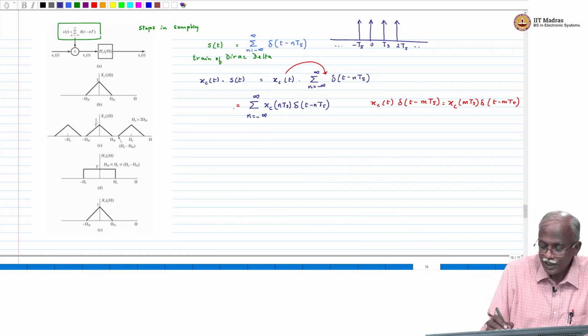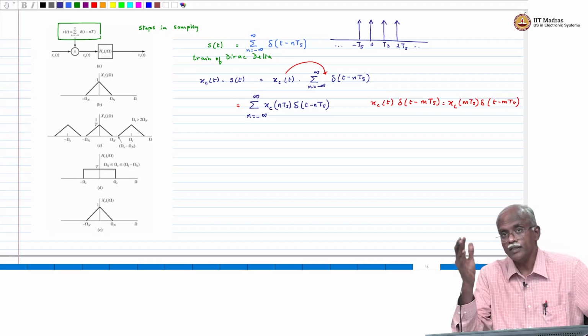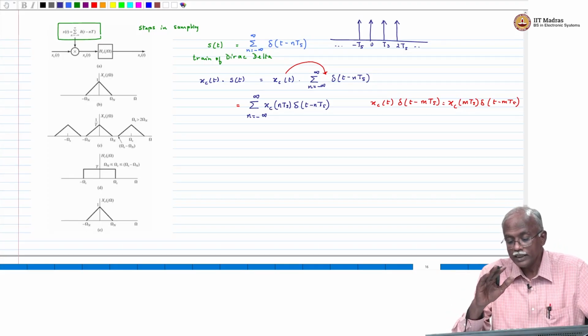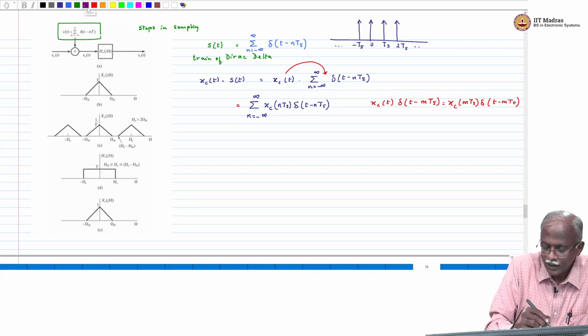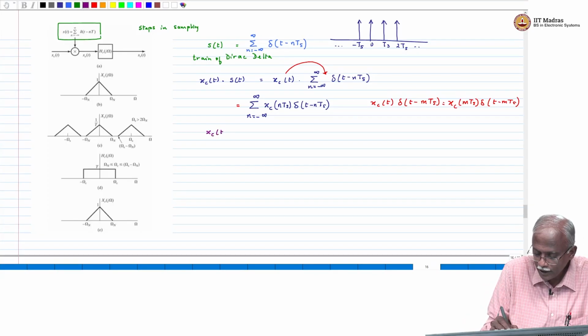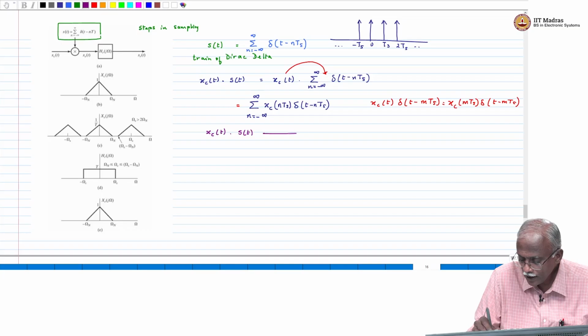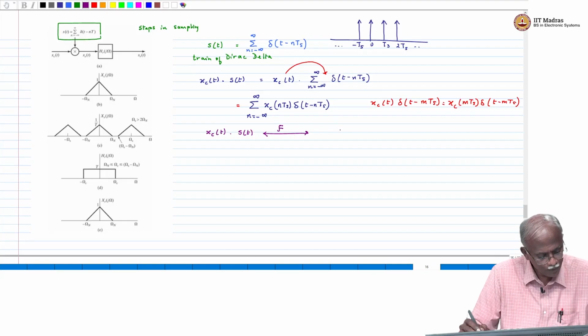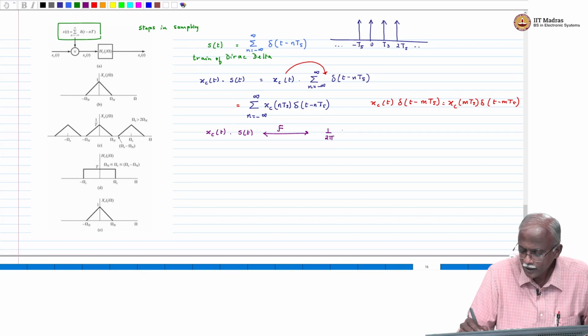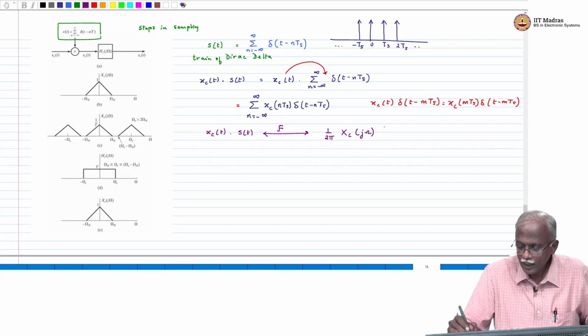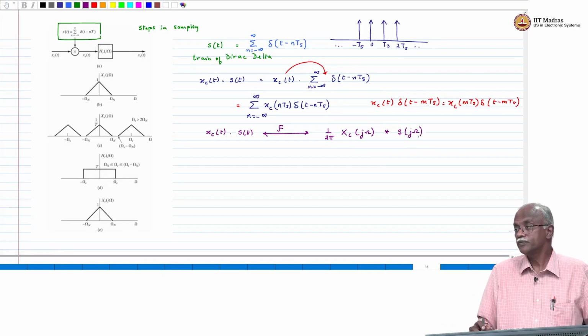Now, when we multiply two signals in the time domain, it is the convolution in the frequency domain. So, xc of t multiplied by s of t, this is multiplication. When I look at it in the Fourier transform relationship, what we get here is 1 over 2 pi xc of j omega convolved with the Fourier transform of s of j omega.